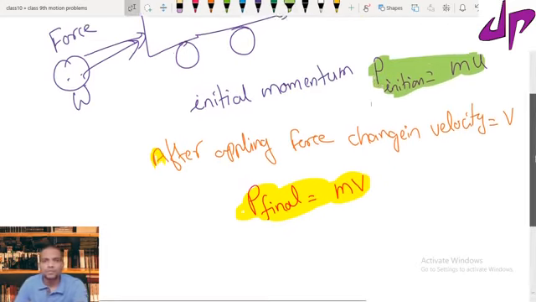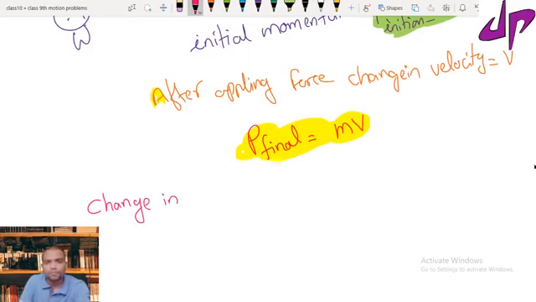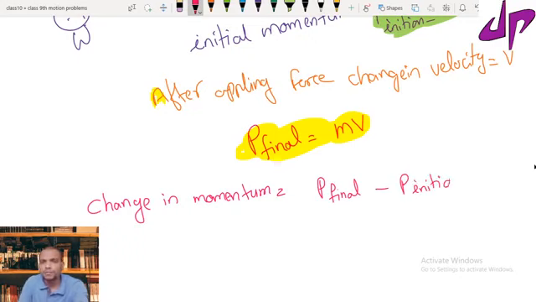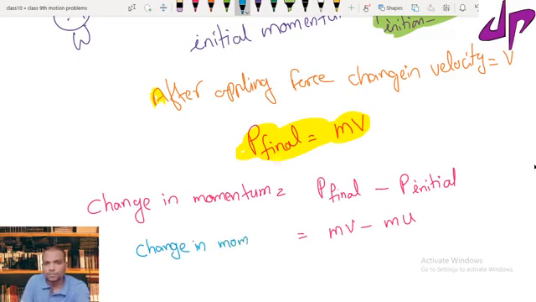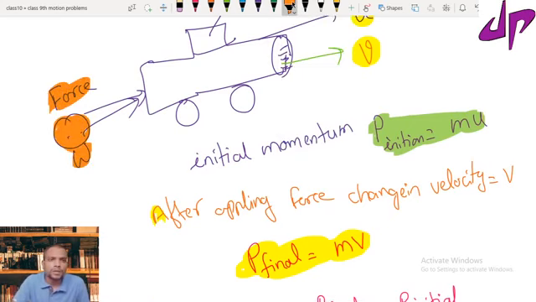Now I need to calculate the change in momentum. The change in momentum is equal to final momentum minus initial momentum. So if you subtract the final momentum mv minus the initial momentum mu, this I can write as the change in momentum. Yes, there is a change in momentum. The change in momentum is caused because we applied force. So the applied force is the cause for the change in momentum. The person who is applying a force on the car, that causes the change in momentum.